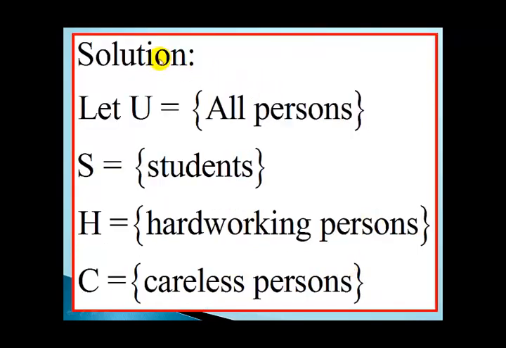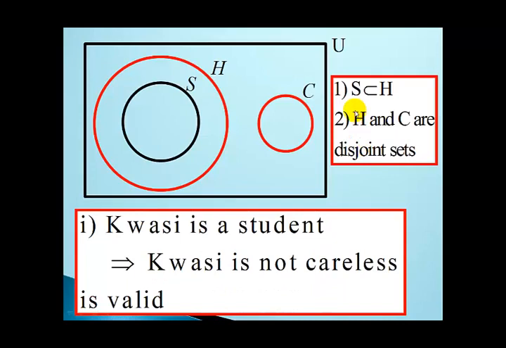Now, solution. Let U be all persons. S equals students. H equals hardworking persons. And C equals careless persons. Now, this is our Venn diagram. C represents careless persons, S represents students, and H represents hardworking persons.